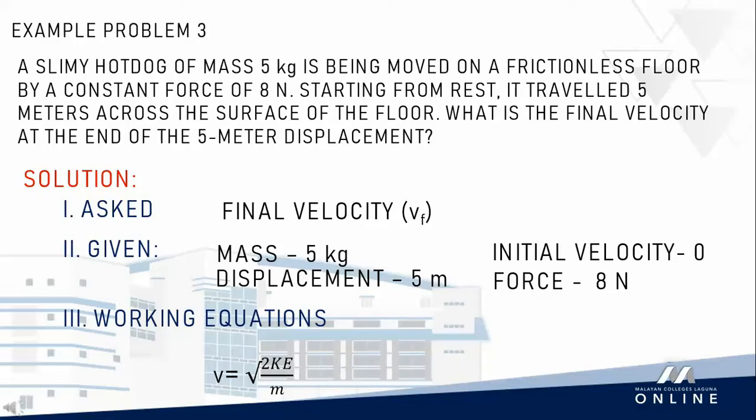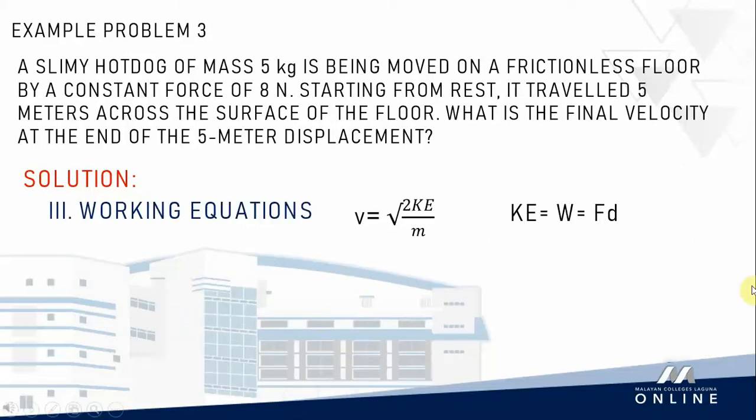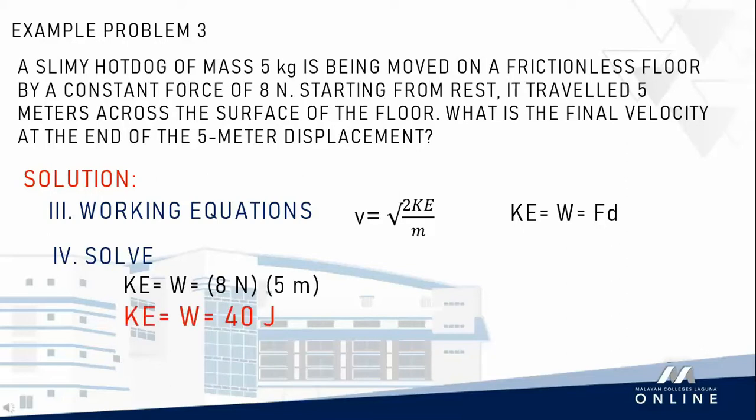However, there is no KE given in this problem. But we can identify work by multiplying force and displacement, right? Which are both given in the problem. Okay, now that we have identified our equations, let us solve this. Solving for work first, W is equal to 8 newtons multiplied by 5 meters. This will be equal to 40 joules.